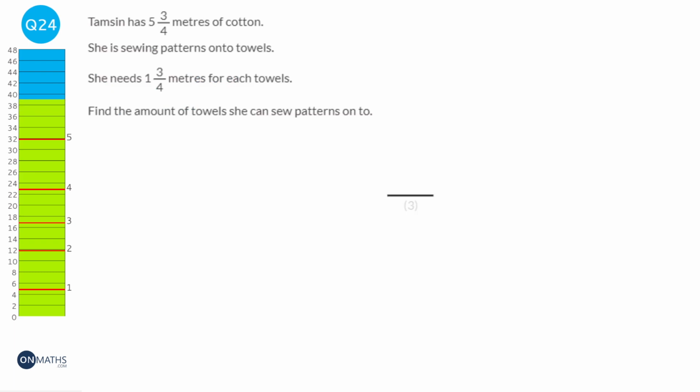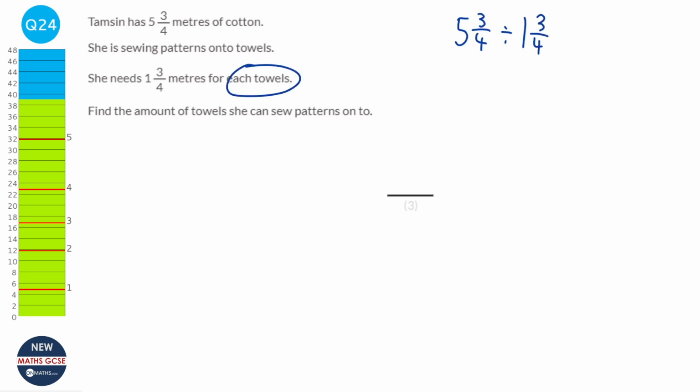So this question is asking us really to divide the 5 3/4 by 1 3/4. So we're going to do 5 3/4 divided by 1 3/4, because we're finding out how many of each of these towels, which is 1 3/4 meter, can be made when the total amount of cotton is 5 3/4.